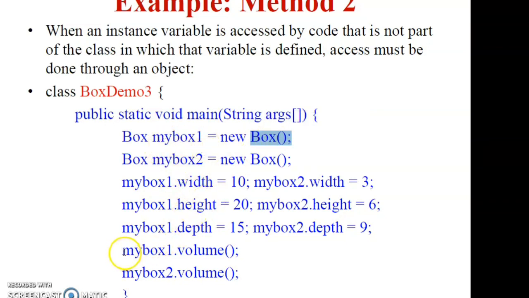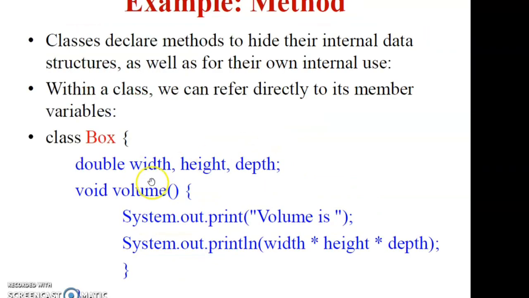Now the next statement is my box 1 dot volume. What is the meaning of this statement? Object name dot method name. So my box 1 is an object of type box. Box contains a function volume.